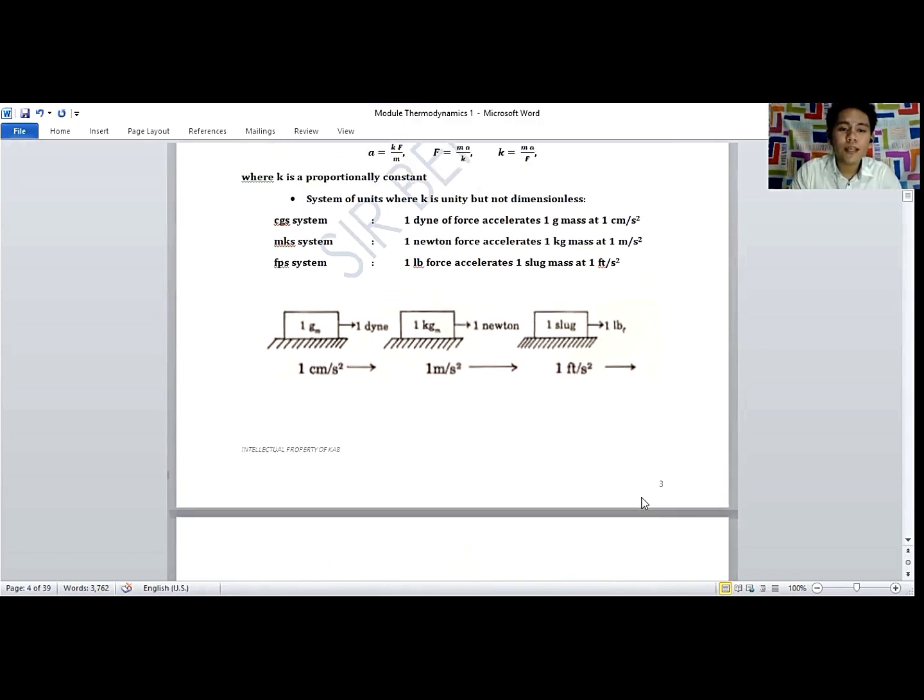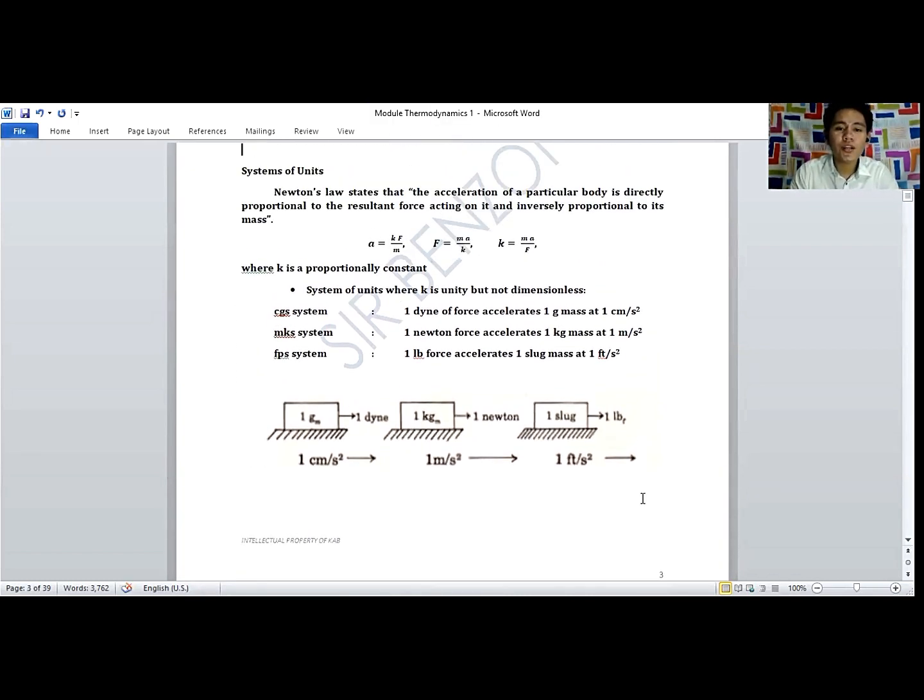Now, systems of units. According to Newton's law, the acceleration of a particular body is directly proportional to the resultant force acting on it and inversely proportional to its mass. Let's say, for example, this formula comes from the mother equation, force equals ma. But since force equals ma, there is a unit that is hidden, that if we multiply the mass by its acceleration, we cannot yield the force.